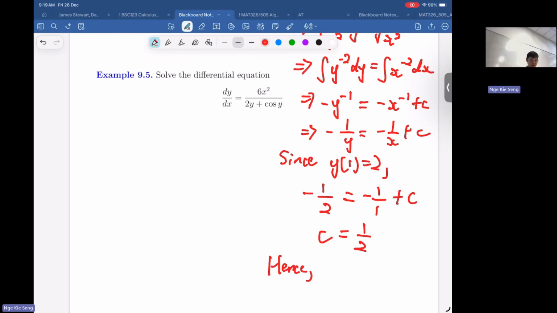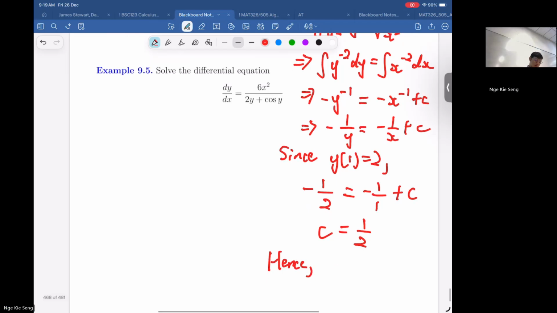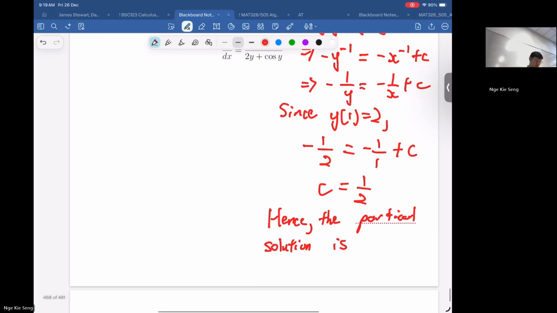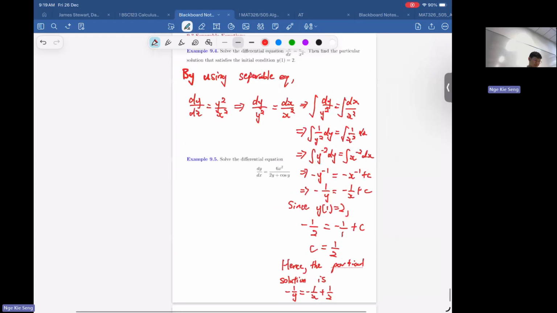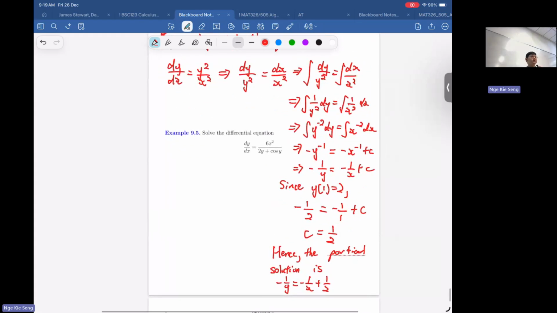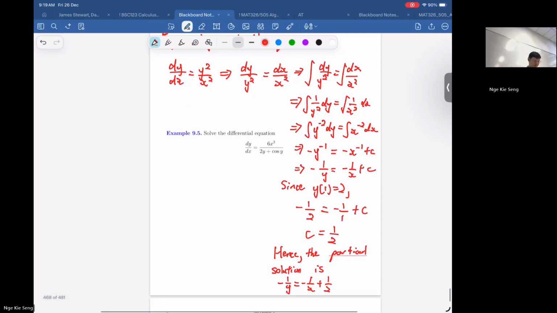So hence, what's the solution? The particular solution is minus 1 over y equals minus 1 over x plus 1 over 2. Okay, everyone got the same thing? Is it the right calculation? Check.